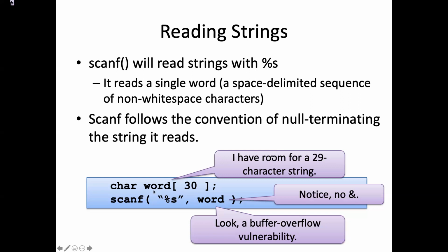This word is a 30-element array of characters. Since every string has to have a null terminator, you can think, and you should think, of that as room for a 29-character string, because every string's got to have room for that end marker. So even though it's a 30-element array, it's room for 29 characters and the null terminator to mark the end.